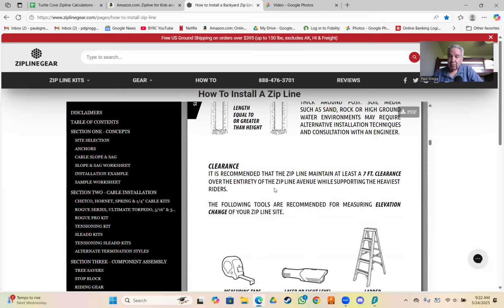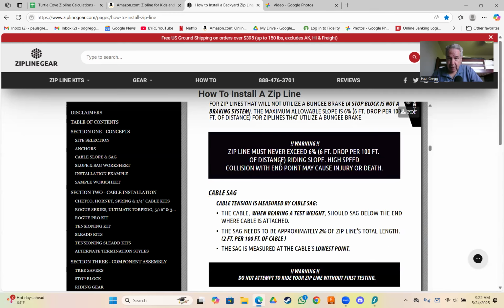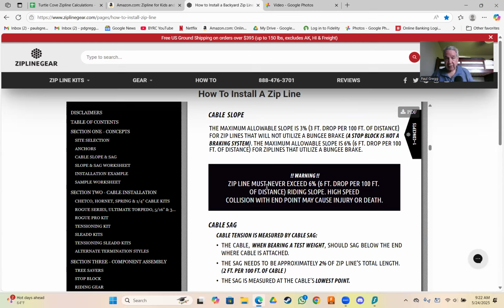Clearance is how close the entirety of the zip line is to the ground. Then there's cable slope and sag, and they have a recommendation for what percent. This is very interesting: the zip line must never exceed 6% drop. So if it's 100 feet long, it shouldn't drop more than 6 feet from one tree to the other. But when I bought my kit, I opened up the instructions and they said 8% maximum. So there's a lot of variation on this.